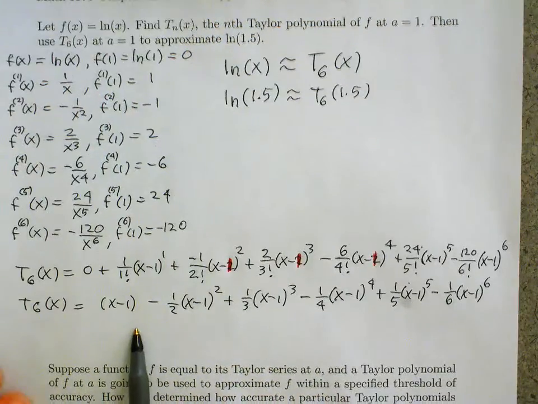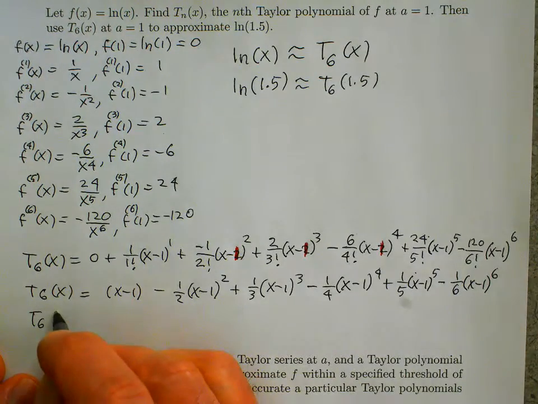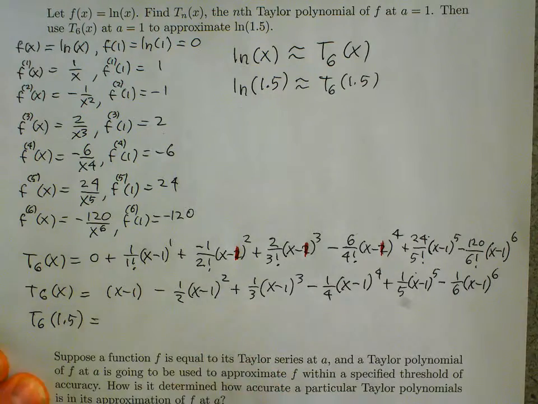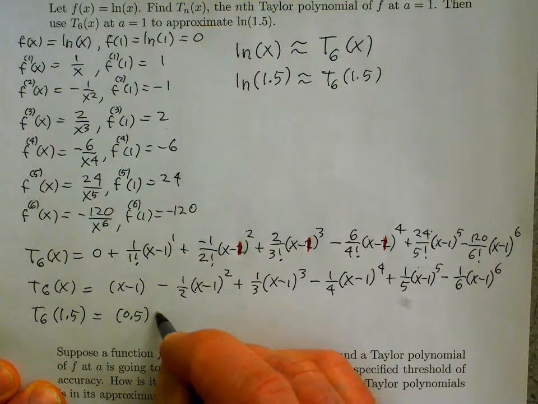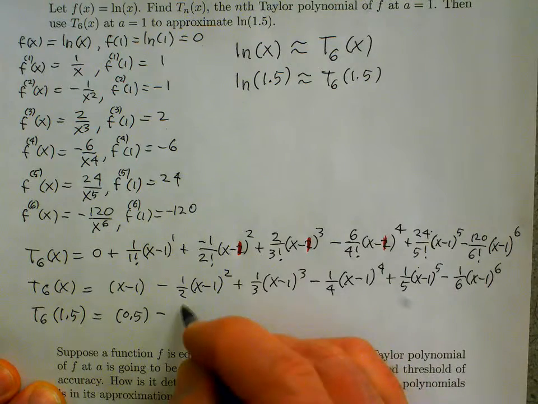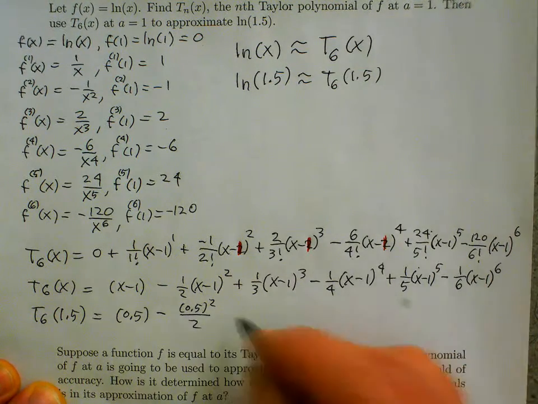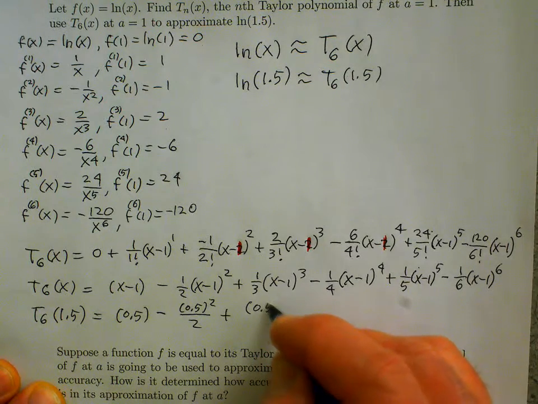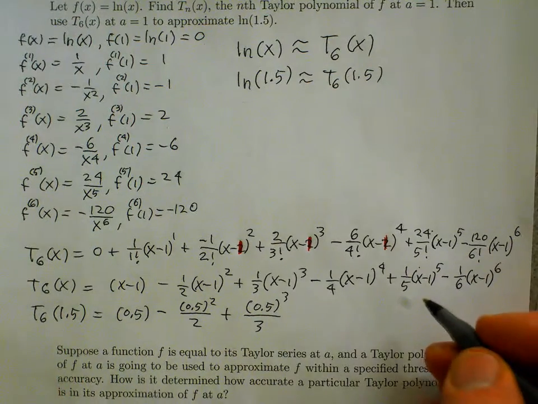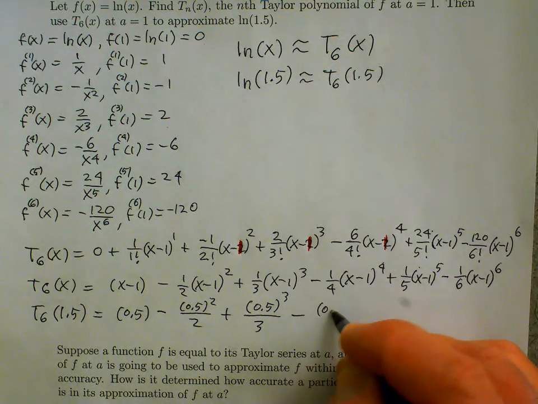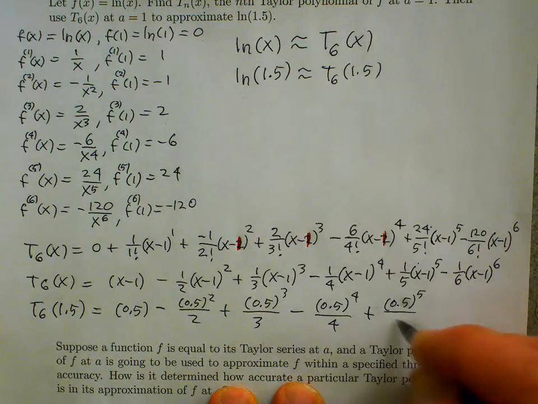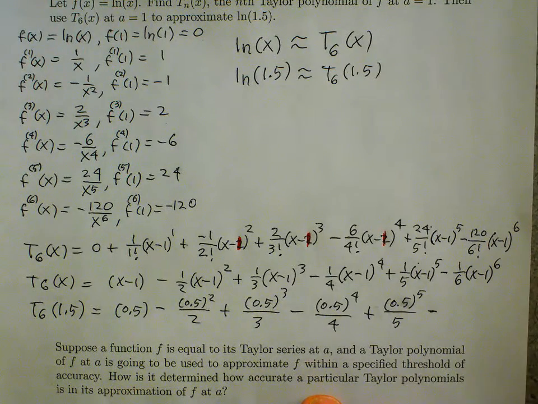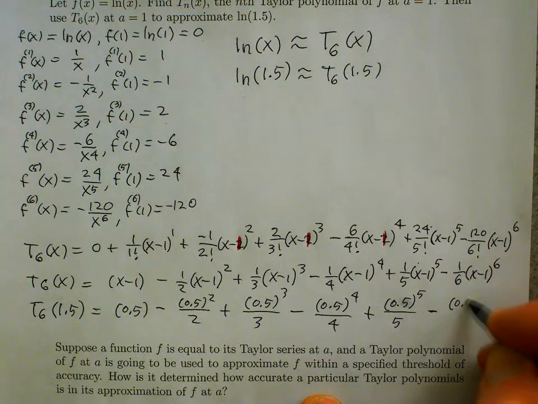Okay, so down here, let's do that. This won't be too bad. Replace every x with 1.5. So first, 1.5 minus 1 is 0.5. And then we can write 0.5 squared over 2. And then plus 0.5 to the third over 3. And then minus 0.5 to the fourth over 4. And then plus 0.5 to the fifth over 5. And lastly, minus 0.5 to the sixth over 6.